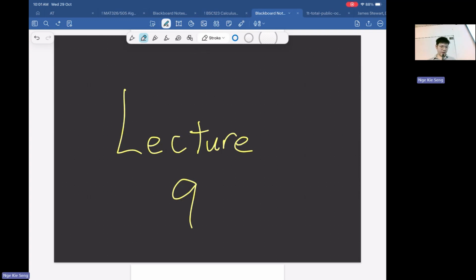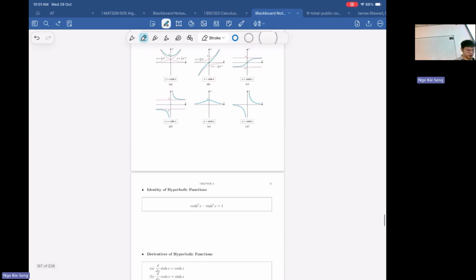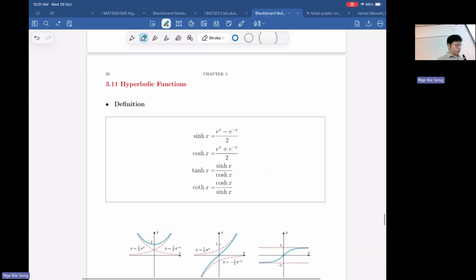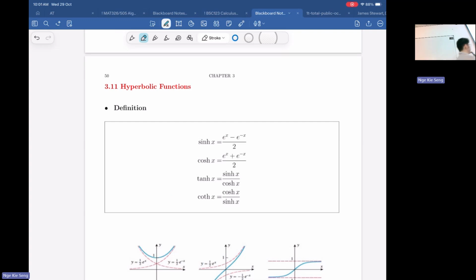So last week we almost finished chapter 3, but this last section here we won't cover it. The last section for chapter 3 is about differentiating the hyperbolic function. As you can see here, we define the hyperbolic function using exponential function, and we already learned how to differentiate exponential function. So these are just linear combinations of exponential function.